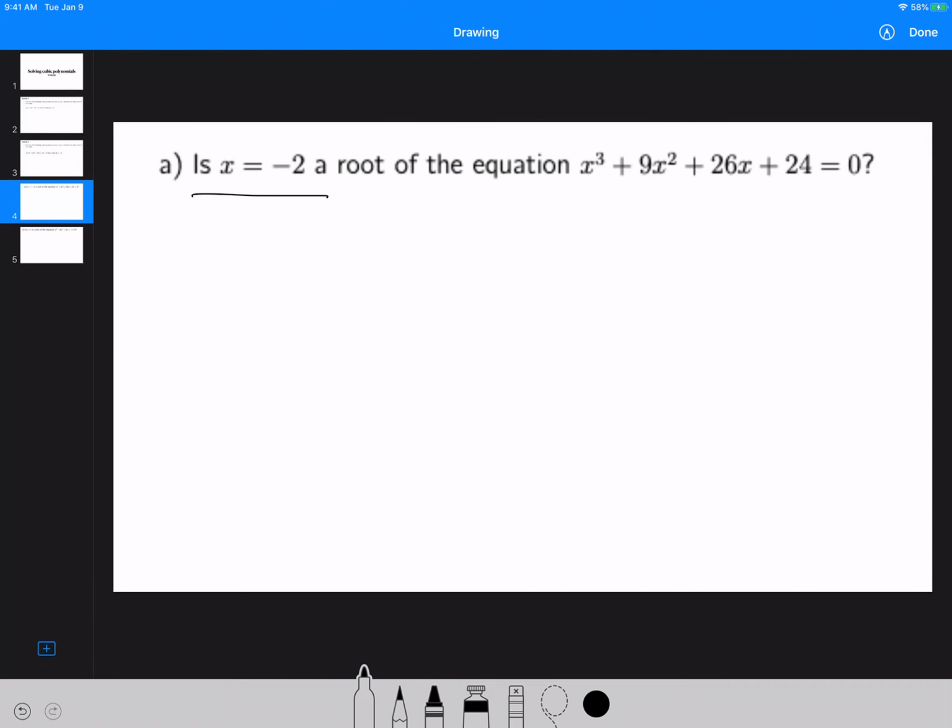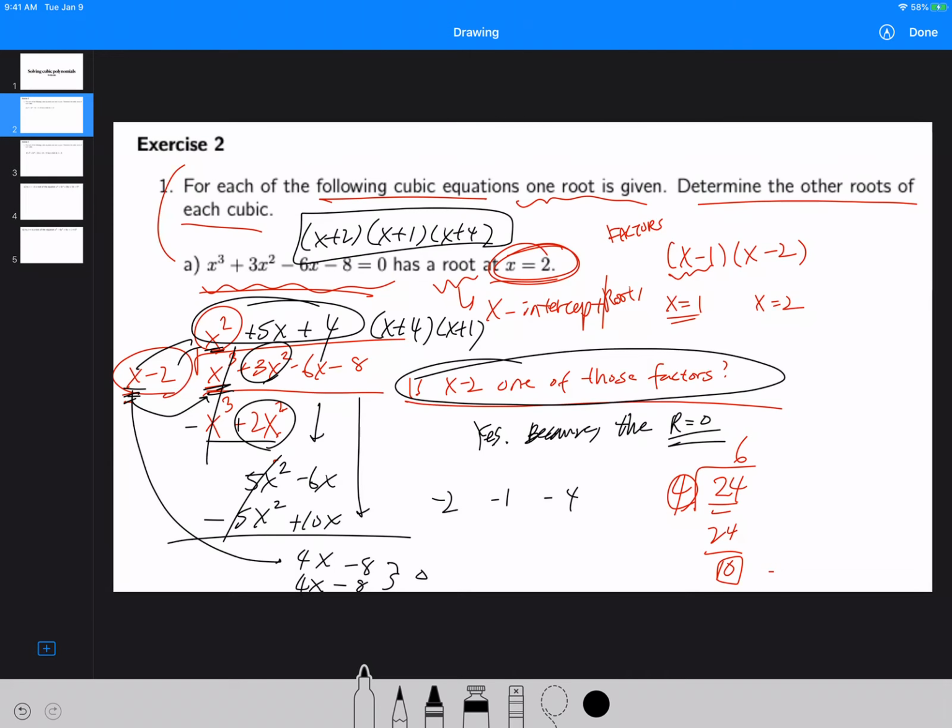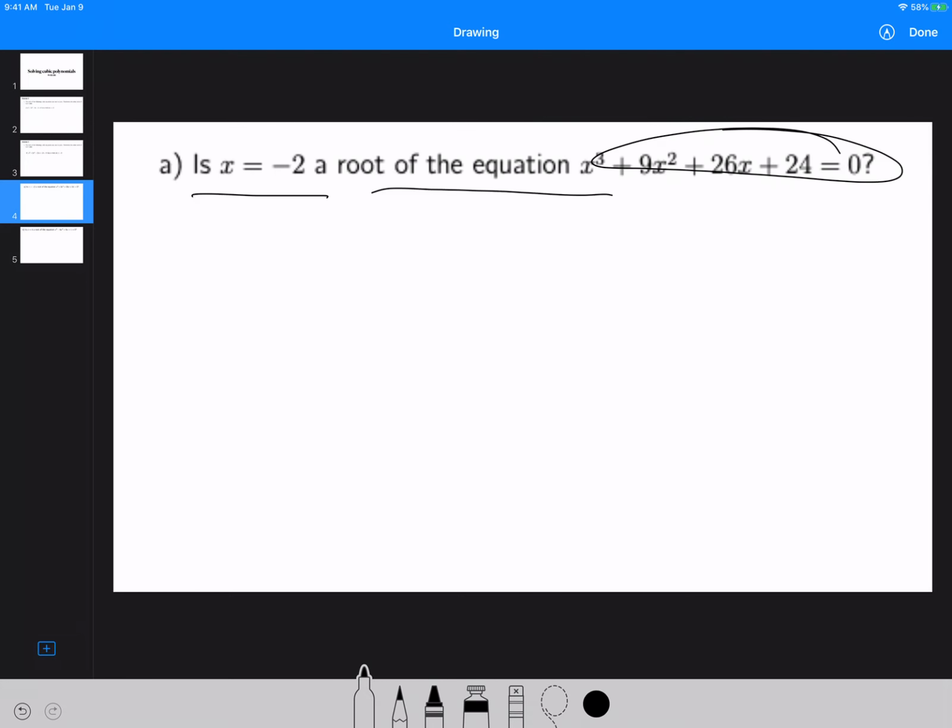Is x equals −2 a root of the equation for this one? Okay, so this is the type of question that you will see for the second half, where it's asking you to figure out whether x equals −2 is a root. Pretty much, it's going to be the same question as you've been doing before. It's the same yes or no question. So again, x plus 2 into x cubed plus 9x squared plus 26x plus 24. And then you're going to do the long division with this.